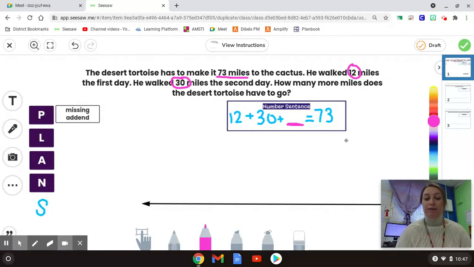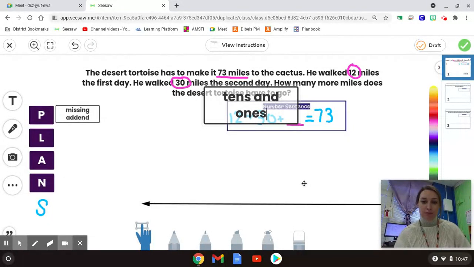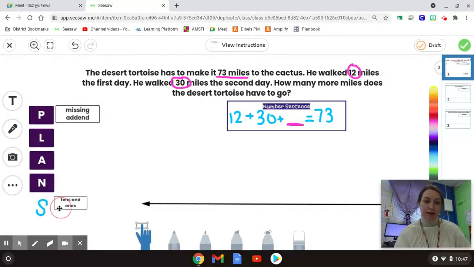So let's think about how we could solve this. First things first, let's add together 12 and 30. Okay? We'll add that by sticks and cubes. So down here, let me write in sticks and cubes, which is really called tens and ones. So I'll do it tens and ones. So we'll start by showing 12 plus 30 as tens and ones.